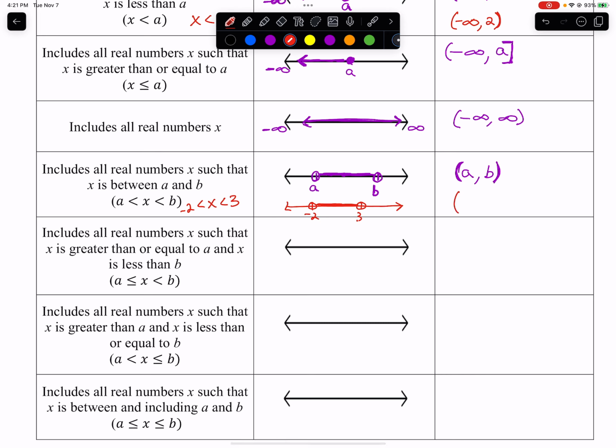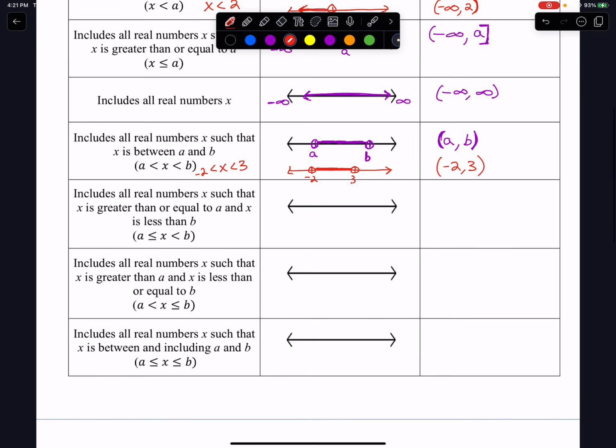So I would write it like this. The lowest number is negative 2. The highest number is 3. I'm not including either one, so rounded brackets. All right, we're almost done here.